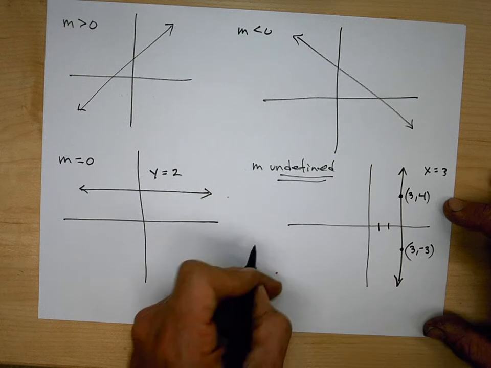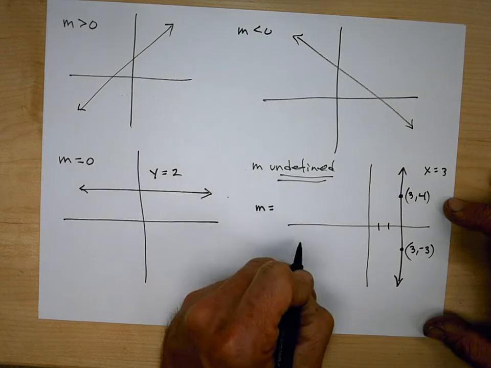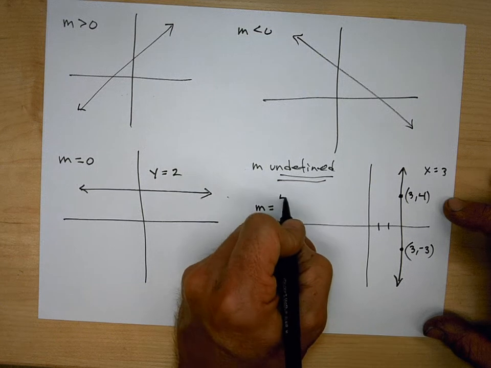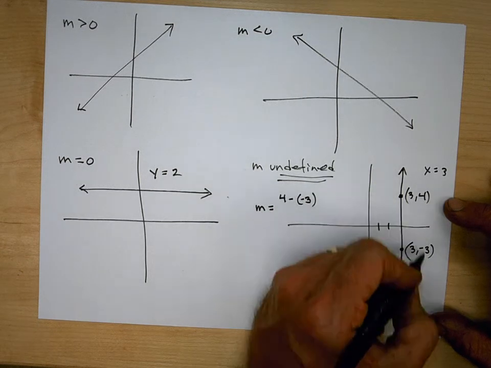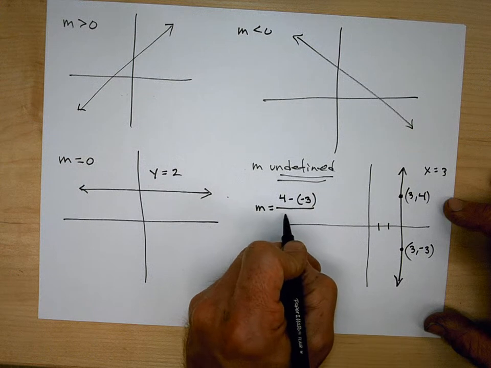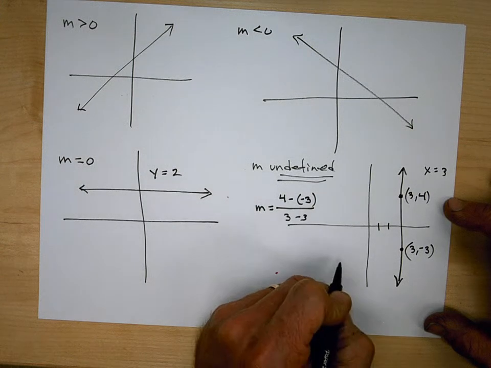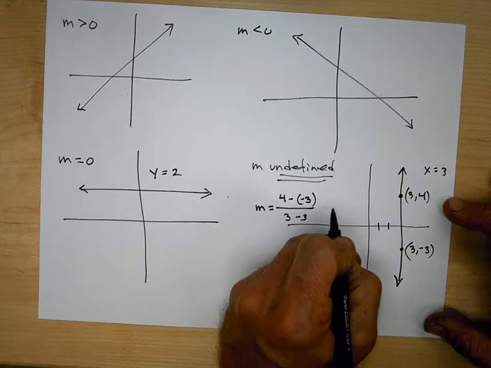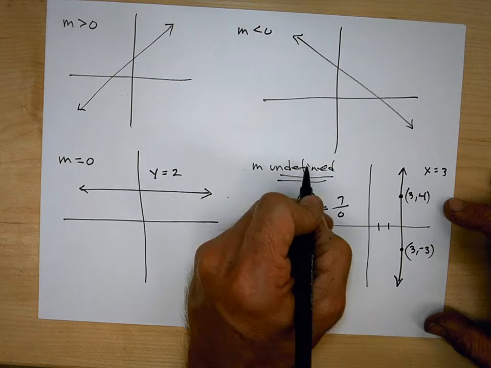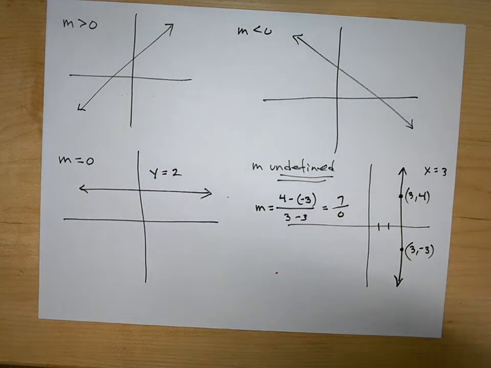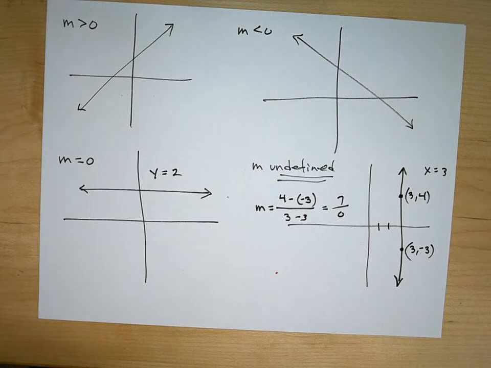So for the slope formula, we have that m is the change in y, or 4 minus negative 3, over the change in x, which is 3 minus 3. So basically there is no change in x, right? This would give me 7 over 0, but dividing by 0 is undefined. So this is why the slope of any vertical line is undefined.